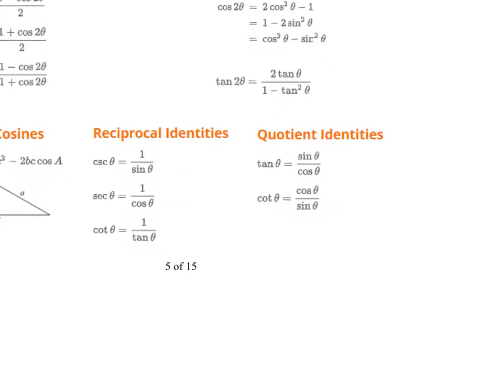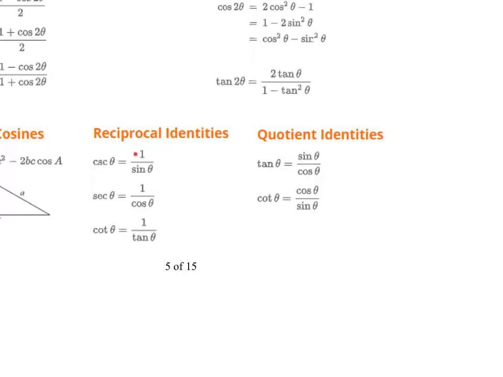Certainly the reciprocal identities and the quotient identities you should know. Remember, cosecant theta relates to sine theta. It's the reciprocal, so just flip sine of theta. That's cosecant. Secant relates to cosine of theta. Secant is the reciprocal of cosine theta. Just flip it. And cotangent is related to tangent of theta. So you're just going to do the reciprocal of tangent. You're just going to flip it over.